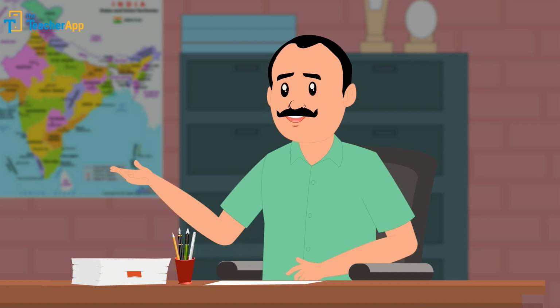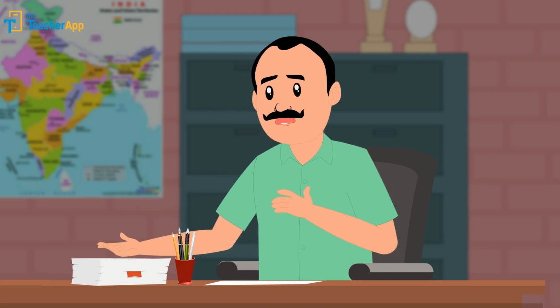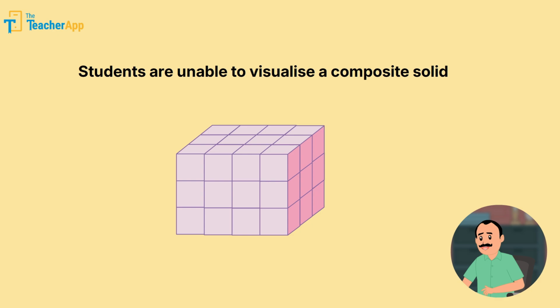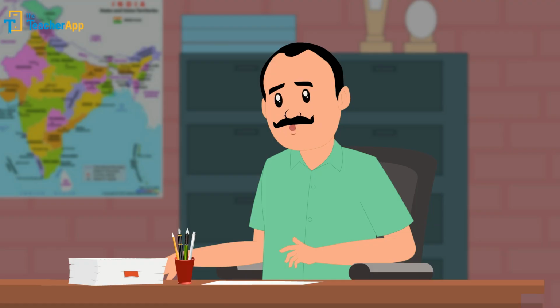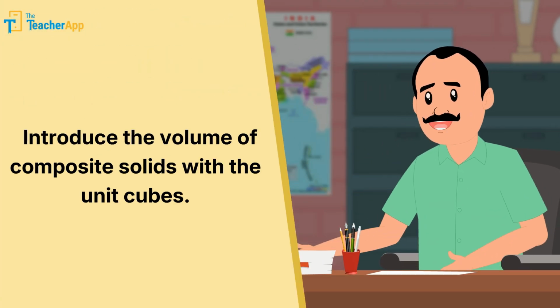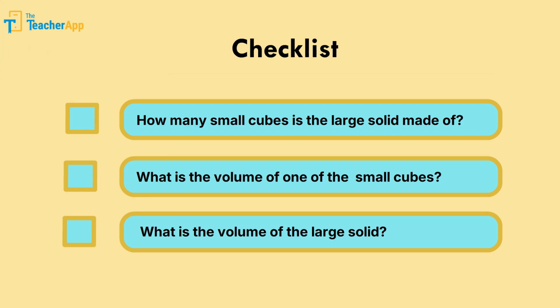Thank you, Saraswati ma'am. Now I think I get the reasons for so many of my students getting the answer wrong. All of these misconceptions stem from the fact that students find it challenging to imagine how the smaller cubes combine to form a bigger one. Now that we know the problem, ma'am, I think we can solve it by introducing the volume concept with the unit cubes. Not just the unit cube, we could use this simple checklist to help the students find the volume of any cube or cuboid solid shape.